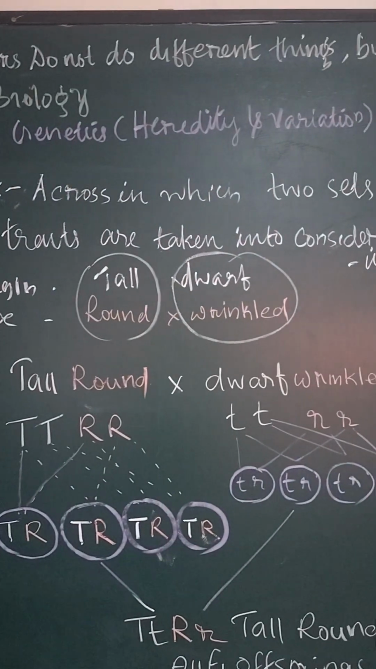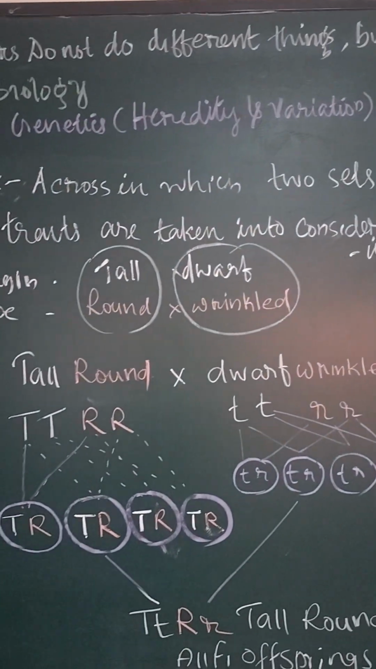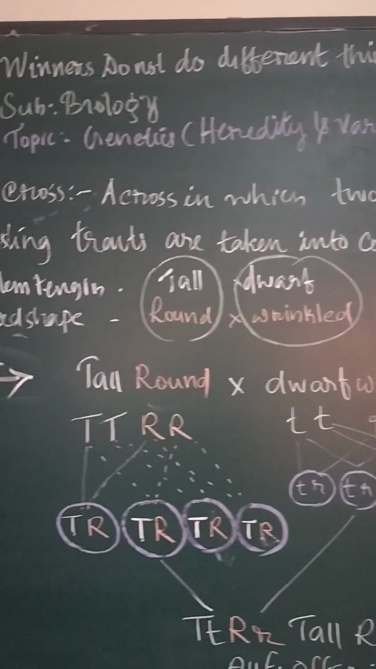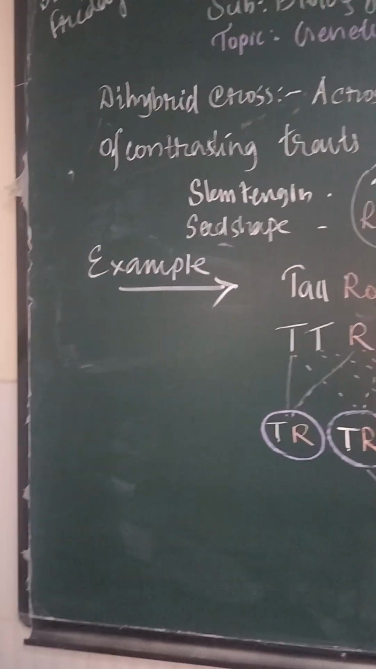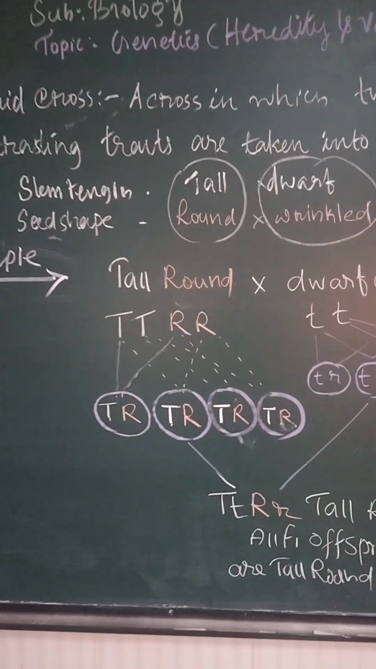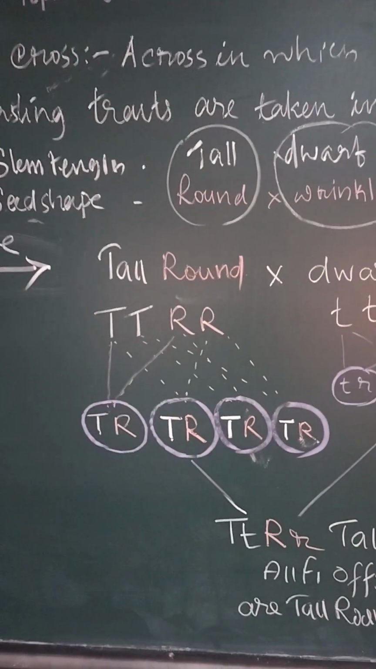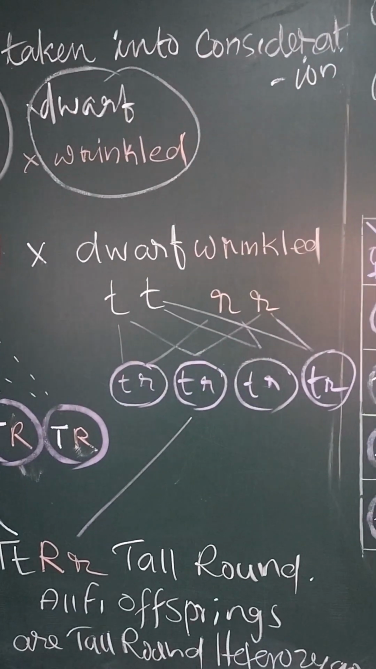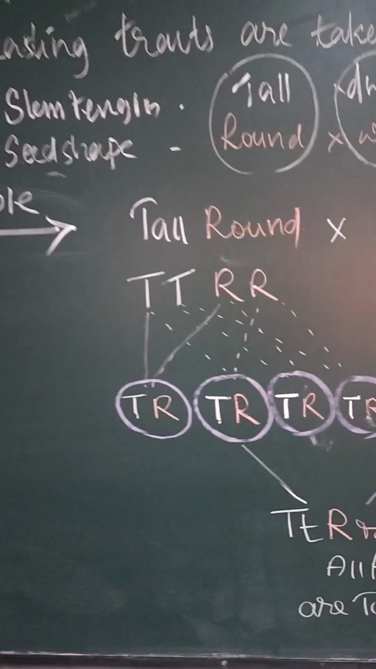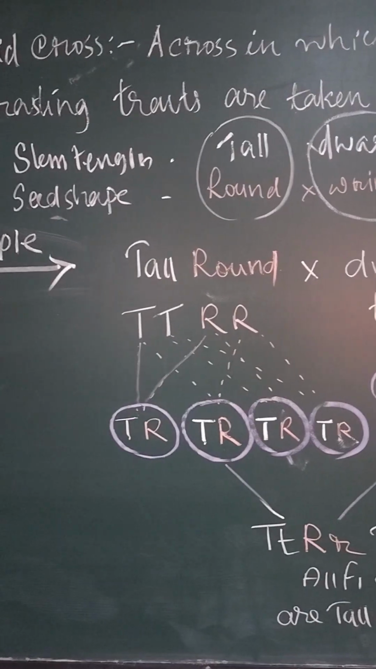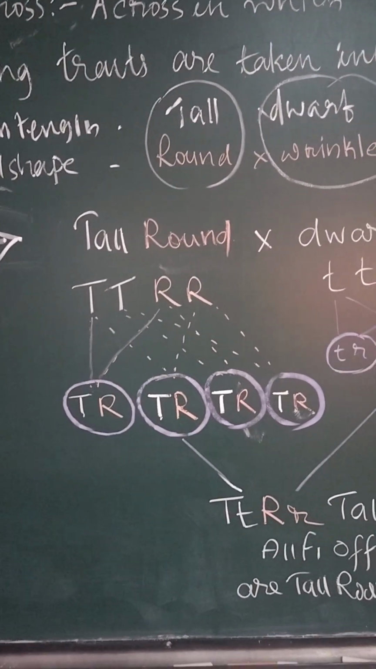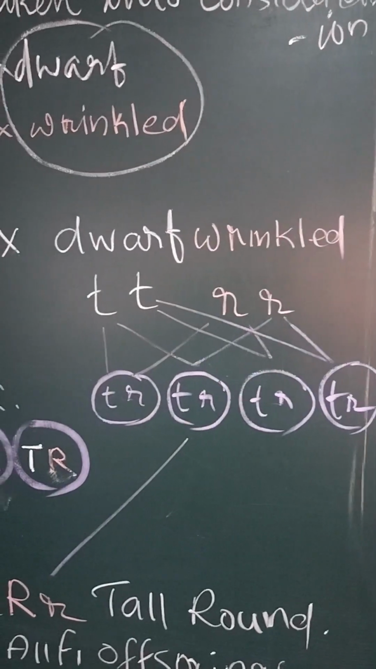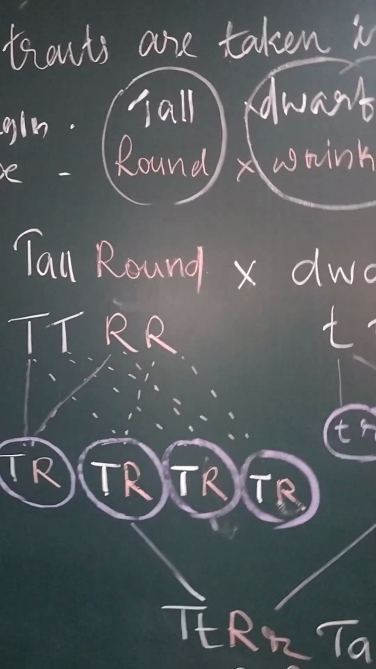As we have seen in the table, tall versus dwarf and round versus wrinkled are the two pairs of contrasting characters. So while making an example of a cross, we will select a tall round plant, with the phenotype written in the first line, versus a dwarf wrinkled plant. In the second step, we make the genotype: capital T, capital R, capital R for the first plant, and for the other plant, small t, small r, small r. Both are homozygous for their respective traits.